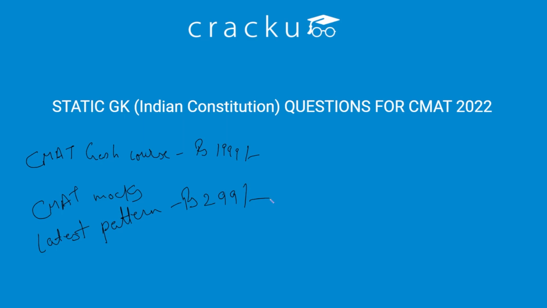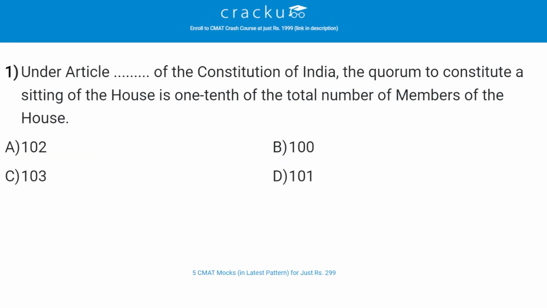Let's start with the first question. Under Article dash of the Constitution of India, the quorum to constitute a sitting of the House is 1/10 of the total number of members of the House. The correct answer is B, that is Article 100.